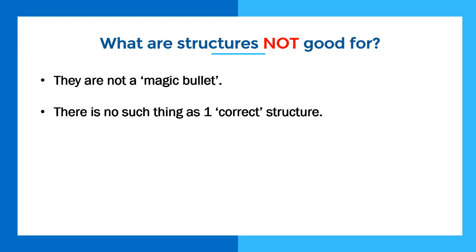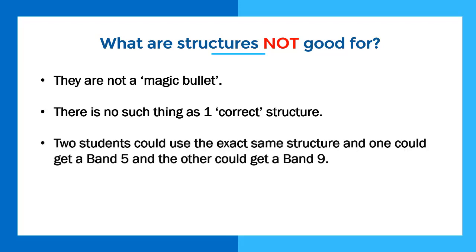So there are lots of correct structures, but there are also a lot of incorrect structures. And 2 students could use the exact same structure, and one student could get a band 5 and the other student could get a band 9. The point I'm trying to get across is structures do help, but they are not as important as you think.